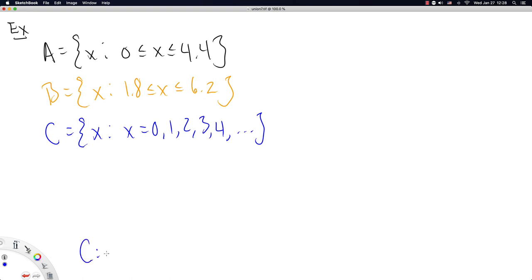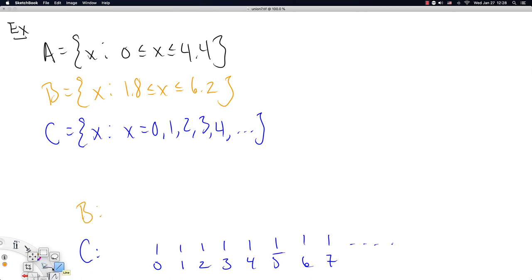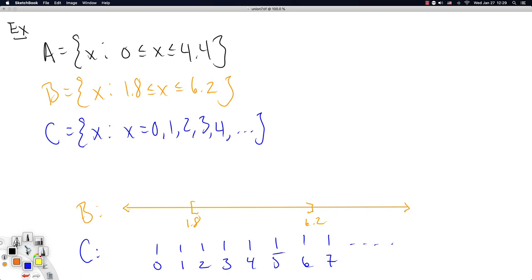Okay, so here we go. We can imagine the set C on a real number line. So what you get is we'll put a tick for 0, tick for 1, 2, 3, 4, 5, 6, 7, and it just keeps going, right? And then we can imagine B as all the numbers on a real number line. So let's draw out a nice line. It starts at 1.8, that's somewhere around here. It goes up to 6.2, that's somewhere around here. Okay, so there's B represented as an interval.